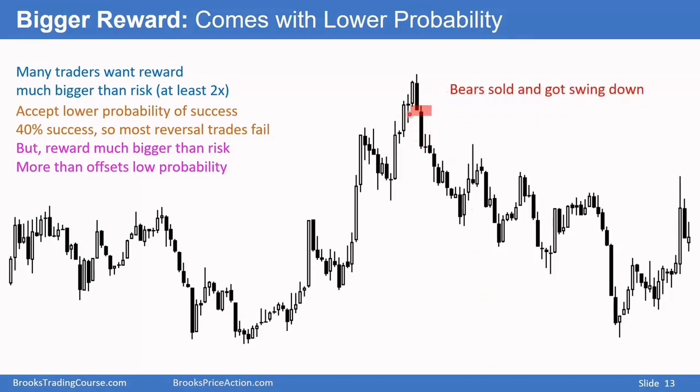For example, the bears sold here. The risk is small compared to the reward. Probability, not all that high. More likely, we're going to go sideways. Yet, we went down a long way, and it became a very good trade.